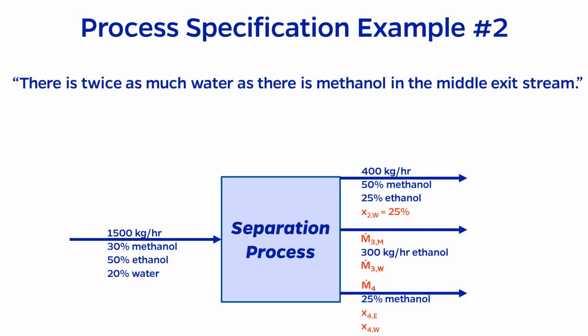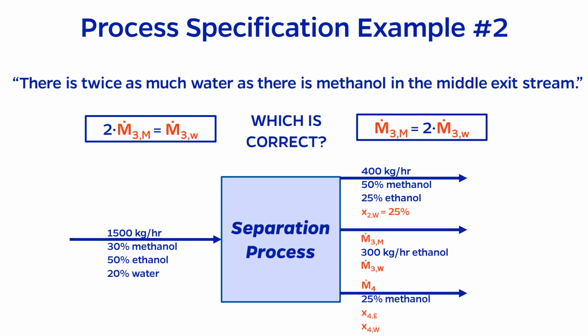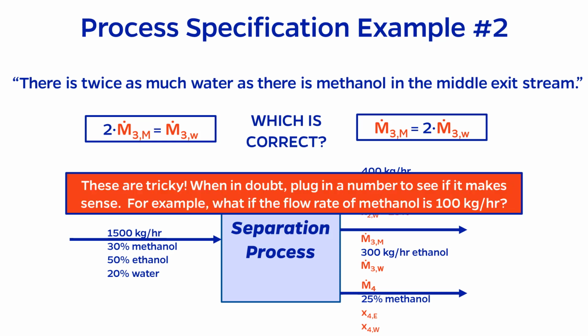Let's try another one. What if there was a process specification that says there is twice as much water as there is methanol in the middle exit stream? Pause the video now to see if you can derive the equation correctly. And I'll bet that you said either one of two things. Either 2 times M3M equals M3W, or M3M equals 2 times M3W. Which one is correct? These types of process specifications are tricky.